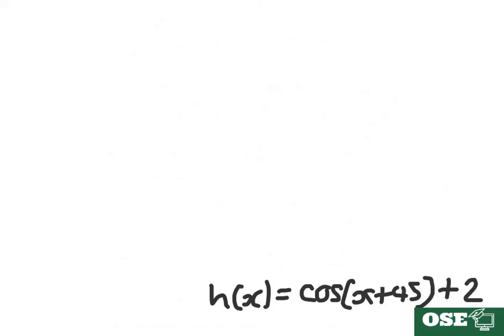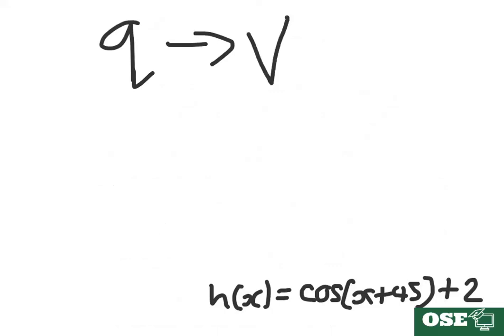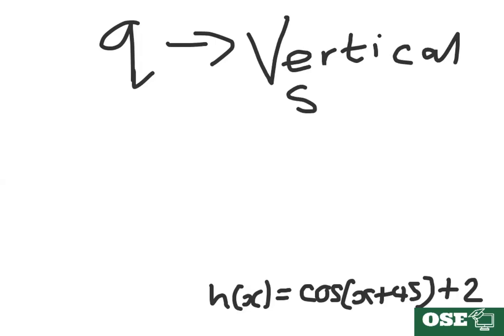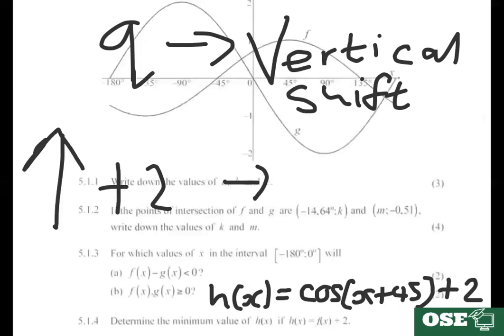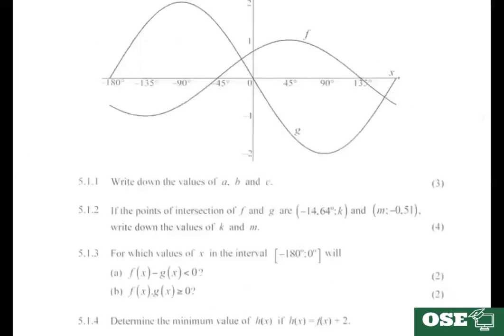It represents q, ma'am. It represents q. And what does q do to the graph? Shifts up and down. Correct. Vertical shift. So if we have a vertical shift of plus 2, let's look at our graph. What is our new minimum value?